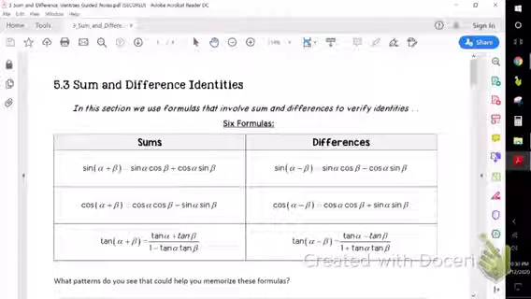And then the last one there in the difference column is tangent of alpha minus beta, and that's equal to tangent of alpha minus tangent of beta over 1 plus tangent of alpha tangent of beta. Again, comparing it to the sum formula that has the exact same pieces, just notice all of the signs changed. So when we were adding alpha plus beta, we added on top and subtracted on the bottom. But when we took alpha minus beta, we subtracted on top of the fraction and added on the bottom.